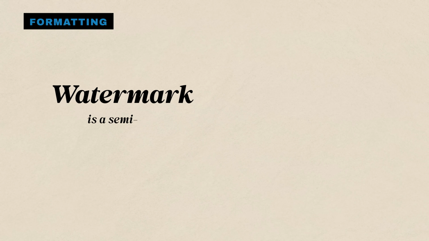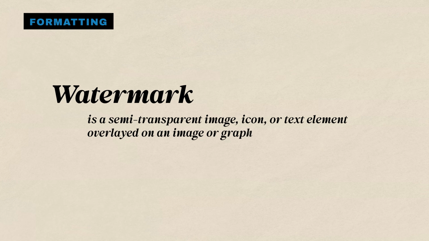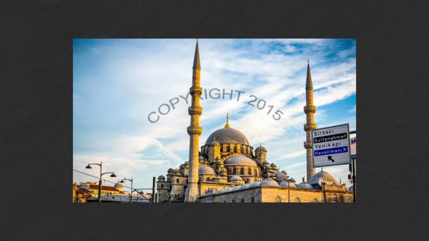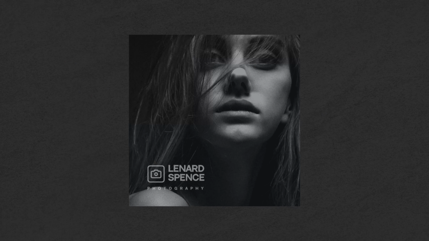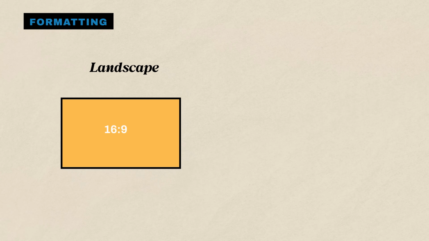A watermark is a semi-transparent image, icon, or text element overlaid on an image or graphic, sometimes in a repeating pattern. A watermark is used to protect intellectual property such as copyright branding on photos or artwork. Landscape view refers to the orientation of an image or content where the width is greater than the height. Think of the standard 1920 by 1080 video format like you're watching right now on YouTube.